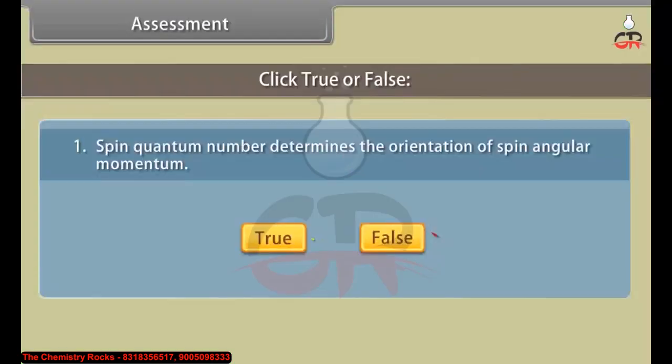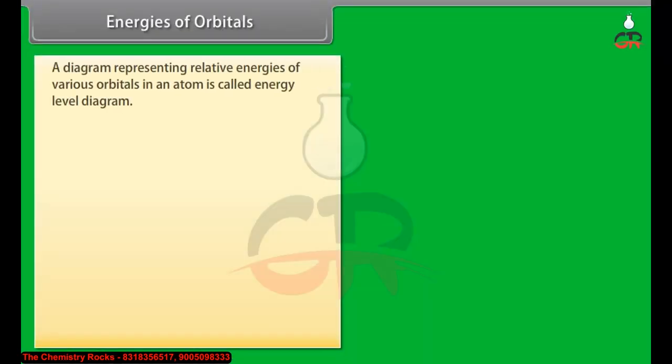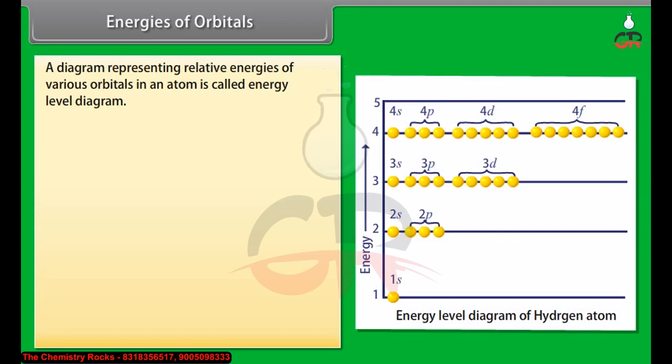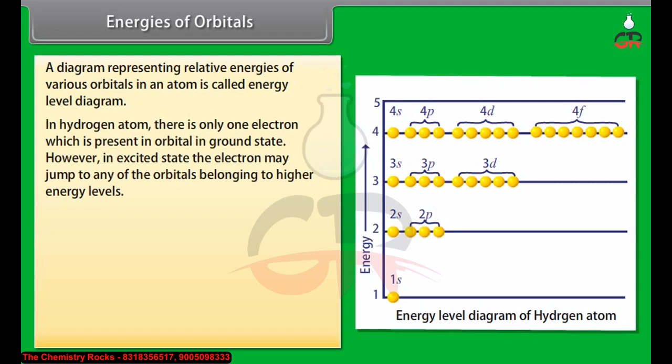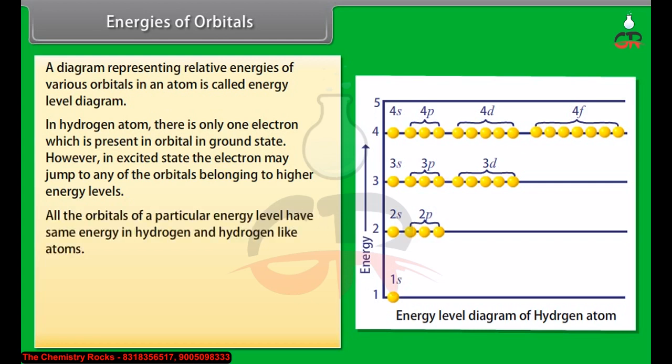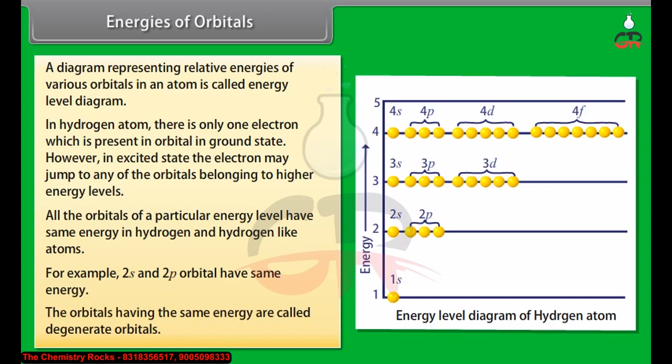Energies of orbitals. A diagram representing relative energies of various orbitals in an atom is called an energy level diagram. In the hydrogen atom, there is only one electron, which is present in the 1s orbital in the ground state. However, in the excited state, the electron may jump to any of the orbitals belonging to higher energy levels. All the orbitals of a particular energy level have the same energy in hydrogen and hydrogen-like atoms. For example, 2s and 2p orbitals have the same energy. The orbitals having the same energy are called degenerate orbitals.